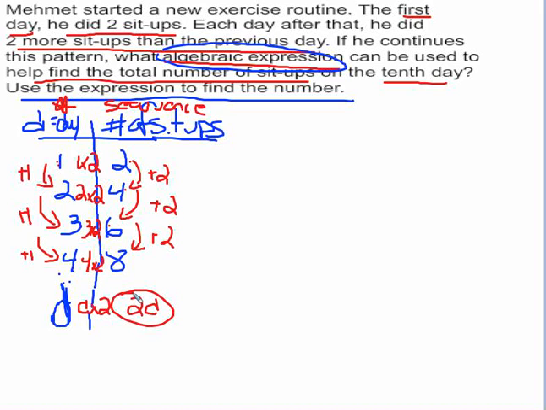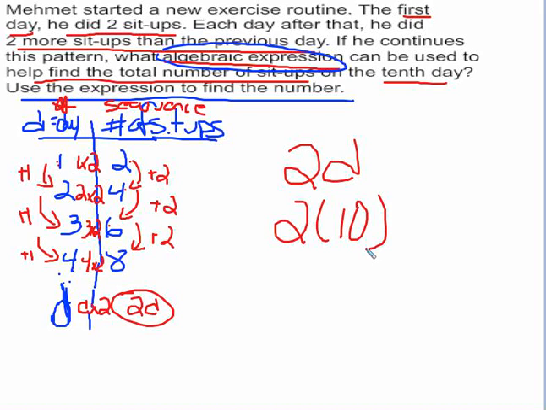So they're saying on the 10th day, well, if my algebraic expression is 2D equals the total number of sit-ups, on the 10th day, that's going to be 2 times 10. We know he's going to do 20 sit-ups. And I can use this for any amount of days. 160 days, I would just multiply that by 2 to get 320 sit-ups.